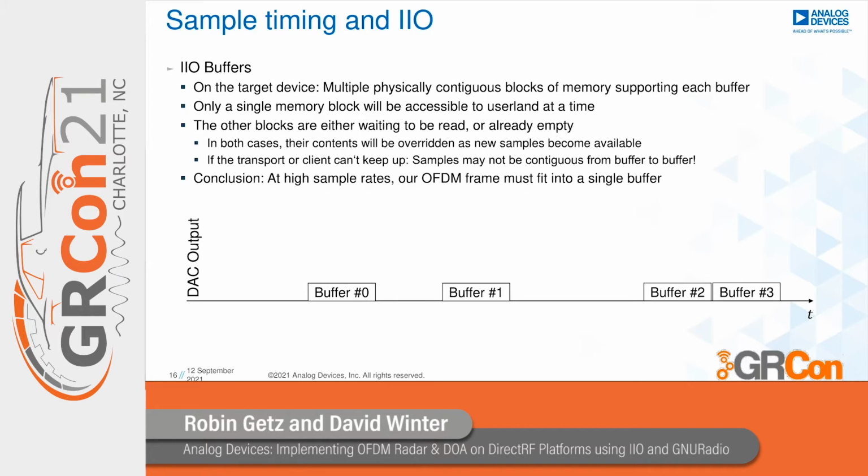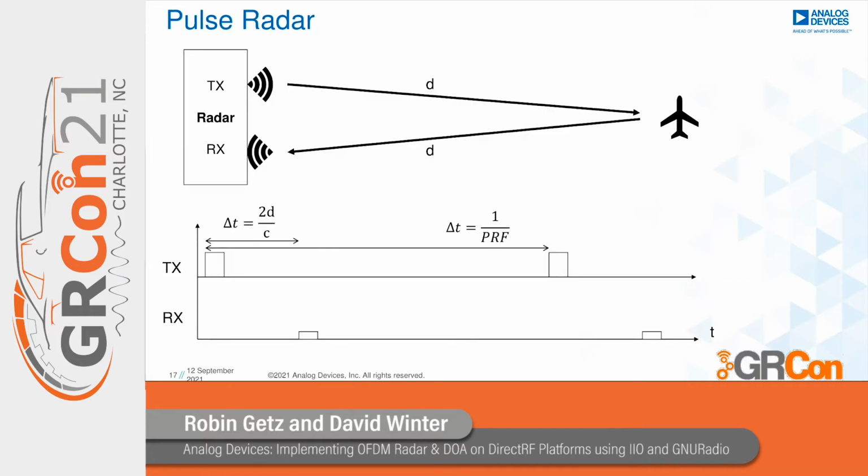Now, the second issue comes from the need to synchronize channels. It isn't really enough if you can make sure that we maintain transmit data integrity. We also need to fix the relationship between our transmit and receive channels.